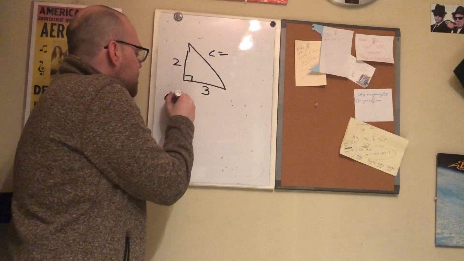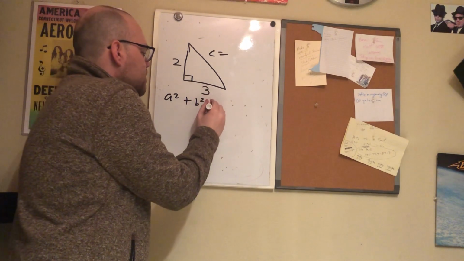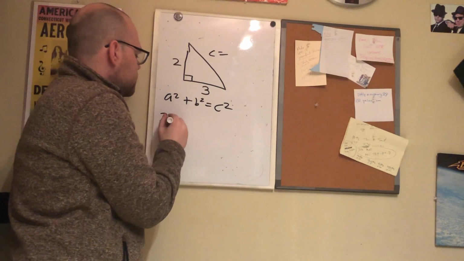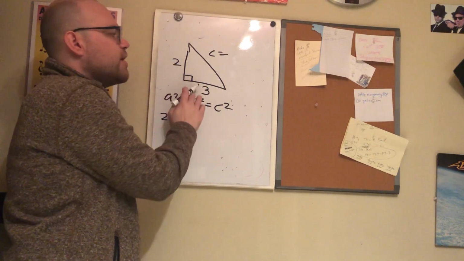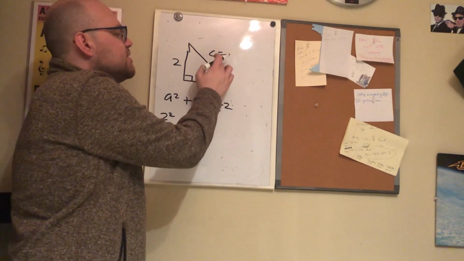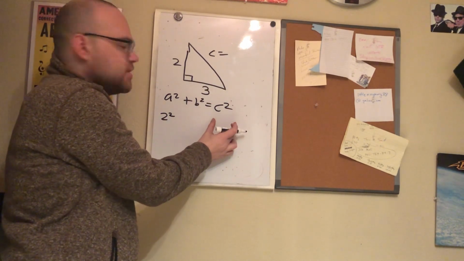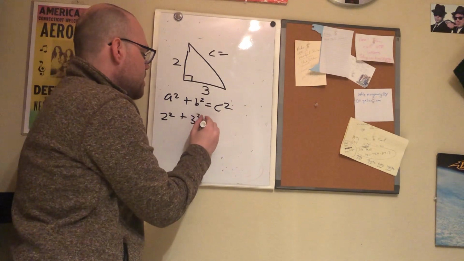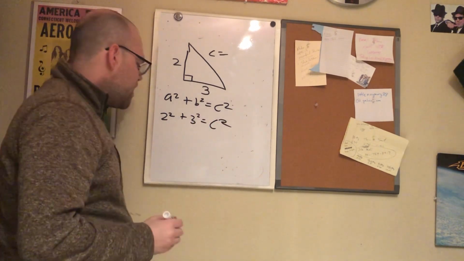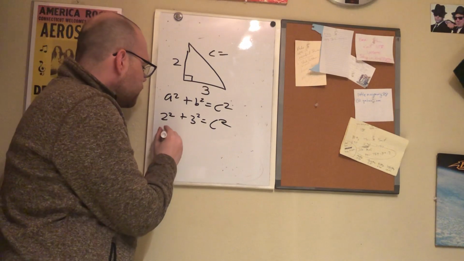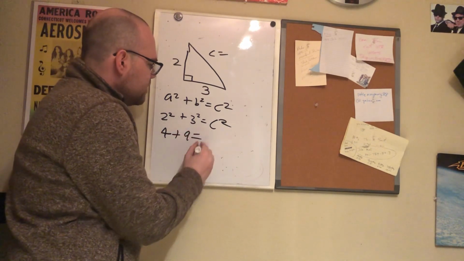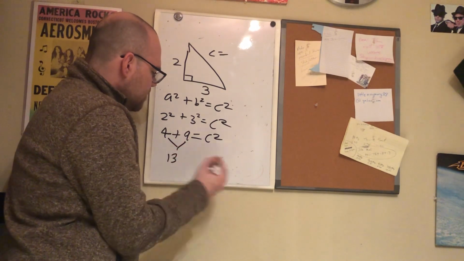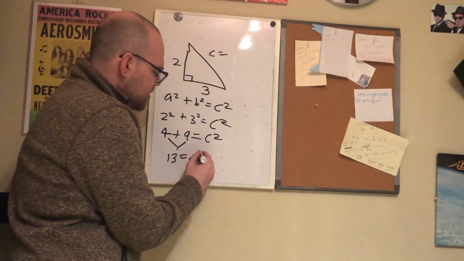So a squared plus b squared equals c squared. We're going to go ahead and plug in our 2 squared. And remember, you can do these in whatever order you like, as long as the c is at the other end of that equal sign there. So 2 squared plus 3 squared equals c squared. Okay, I love it. So 4 plus 9 equals c squared. In other words, 13 equals c squared.